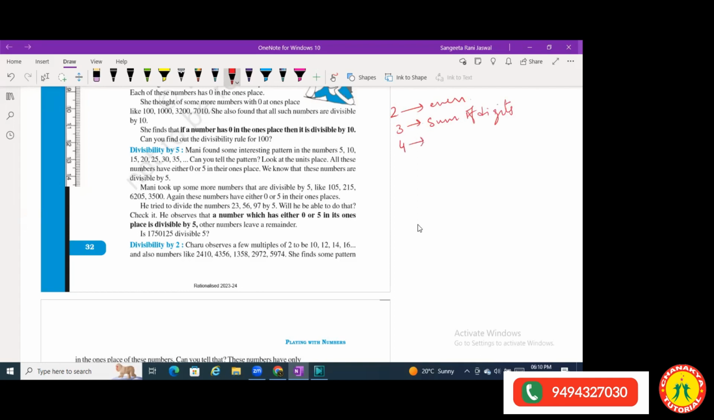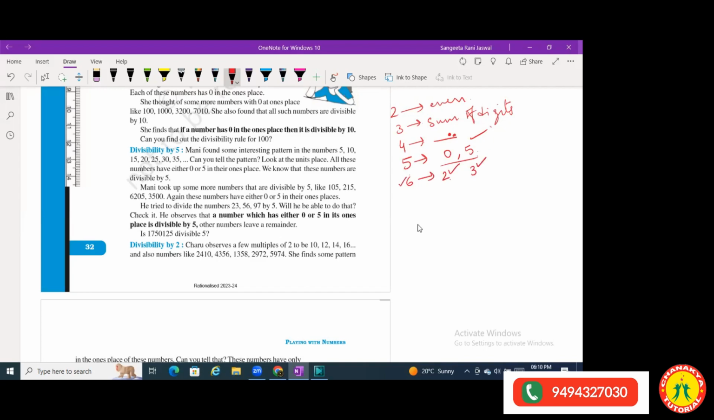Divisibility by 4 is when the last two digits are divisible by 4, meaning the whole number is divisible by 4. To check the divisibility by 5, the units place must be 0 or 5. Divisibility by 6: the number should be divisible by 2 and by 3. If the number is divisible by 2 and 3, that means the number is divisible by 6 also.